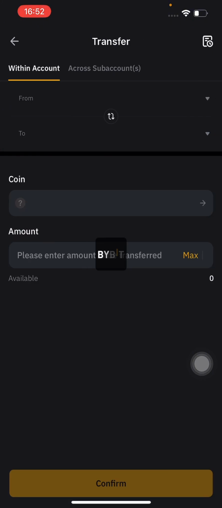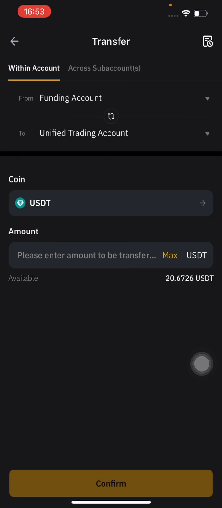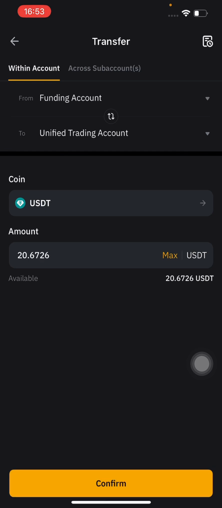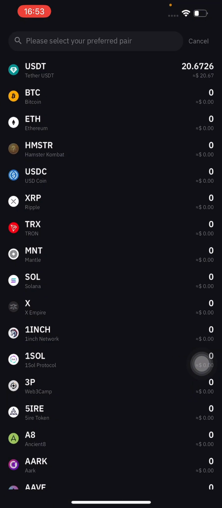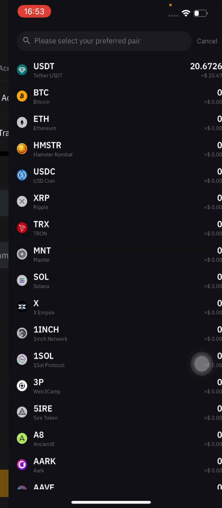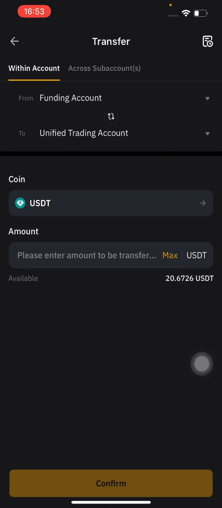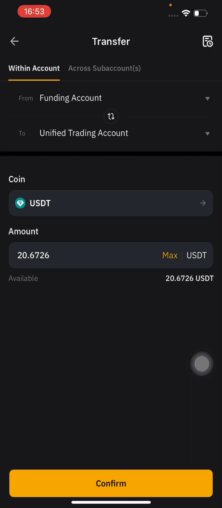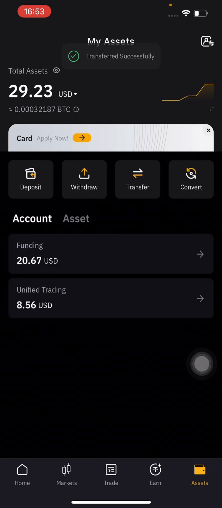So you tap on transfer. You're going to see here from funding account to unified trading account, and I have 20.67 USDT. Here you select the coin that you wish to transfer. Since I only have USDT, I'll click on USDT; if I had BTC, then I would have tapped on BTC, but unfortunately I don't have BTC. Then I click max, which sends everything, then I click on confirm. Just wait a bit. Okay, my funds have been transferred from my funding account to my unified trading account.